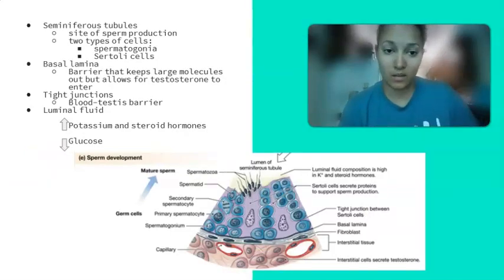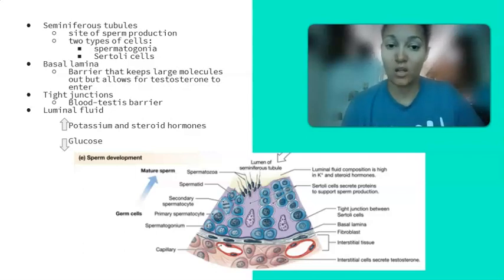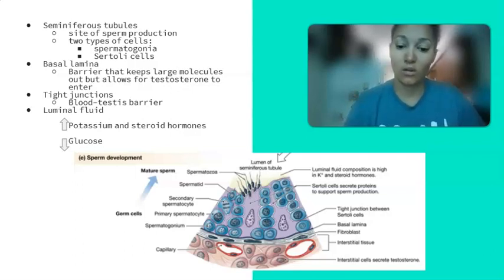Sperm development. The seminiferous tubules are the site of sperm production. There are two types of cells. You have your spermatogonia and your Sertoli cells. The Sertoli cells are sustainment cells. They provide support while the sperm are developing.